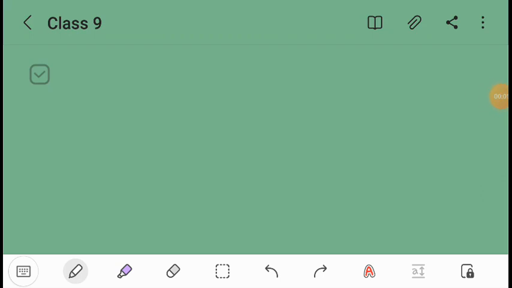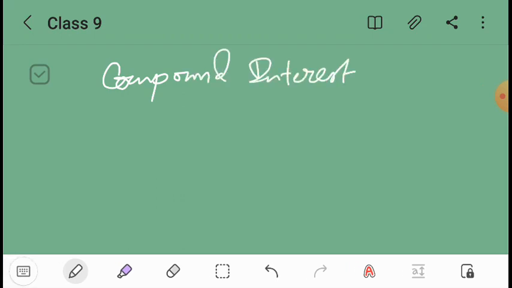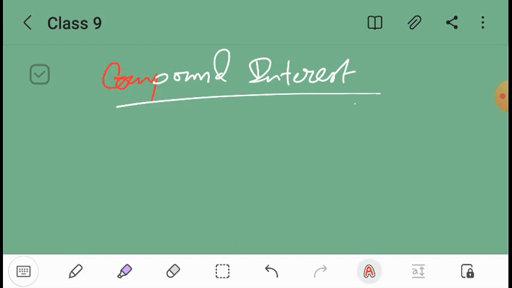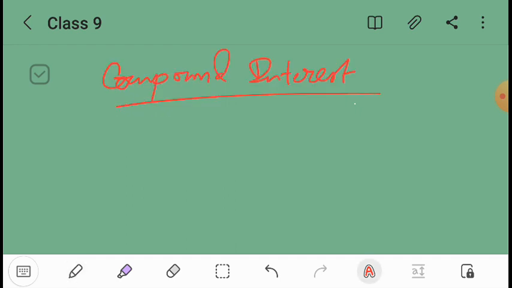So today we will talk about a new chapter, that is compound interest. Okay. So we'll start here with compound interest.